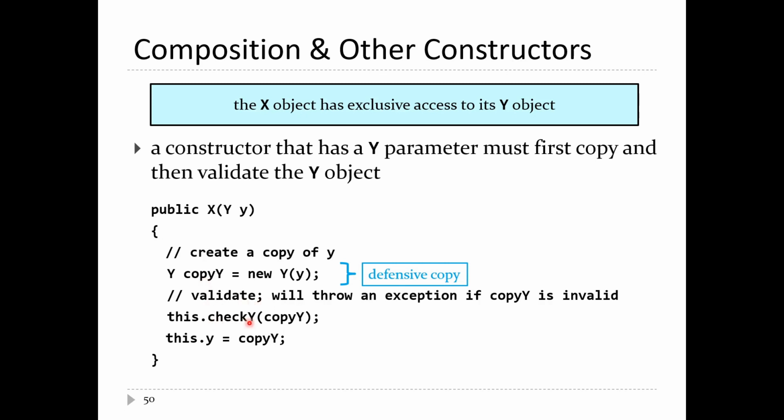Here I'm assuming you have a method called check Y or validate Y or something similar. This method will look at the state of Y. If it's suitable for our purposes, it'll do nothing. If it's not suitable, it's going to throw an exception. Assuming our copy passes validation, we can finally assign this.y to be equal to the copy. So you don't set this.y to be equal to the incoming Y object.